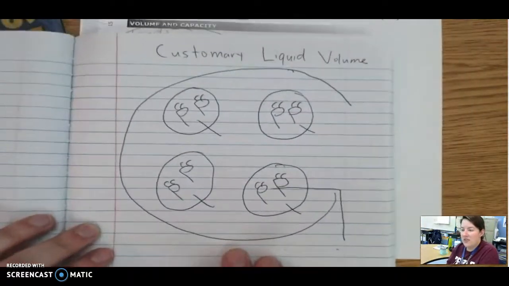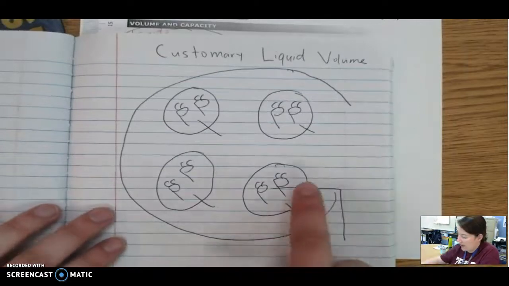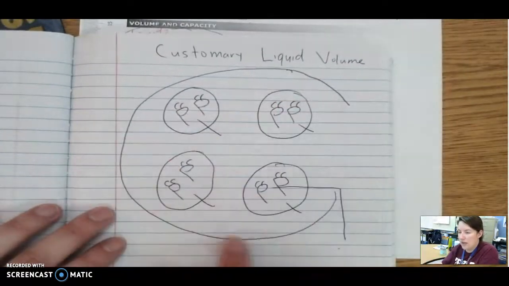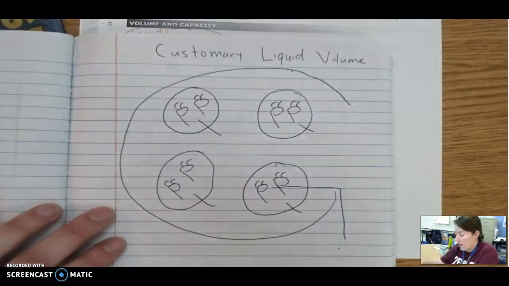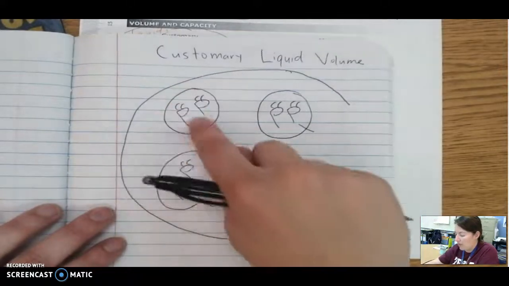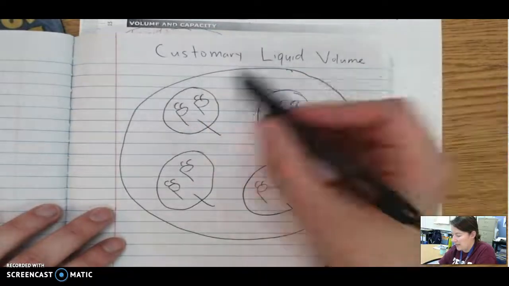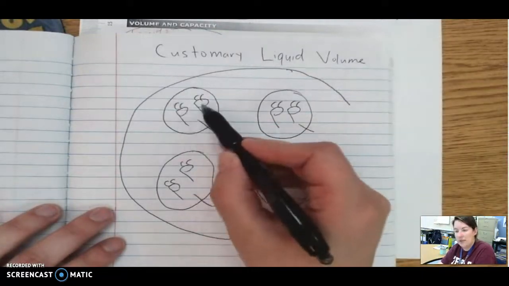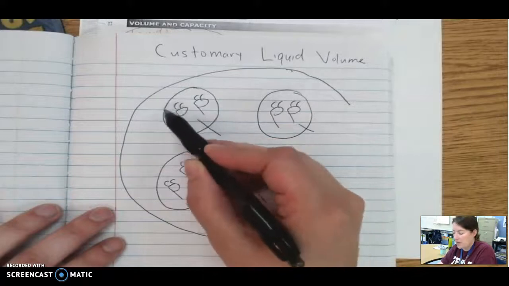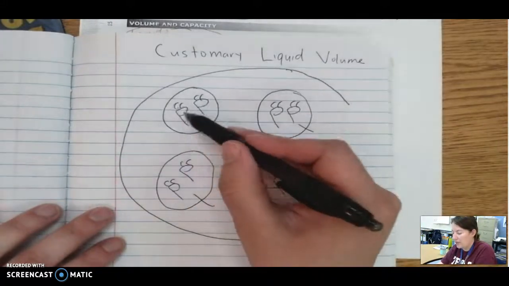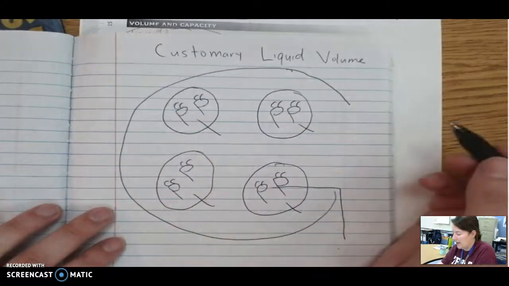So, if someone asks you how many quarts are in a gallon, there's 1, 2, 3, 4 quarts in 1 gallon. There's 2 pints in 1 quart, right? There's 2 cups in this pint. How many cups in 2 pints? Here's 2 pints, the 2 P's, 1, 2, 3, 4. 4 cups in 2 pints.